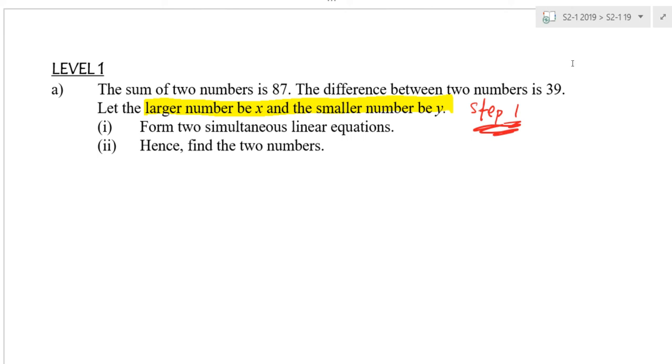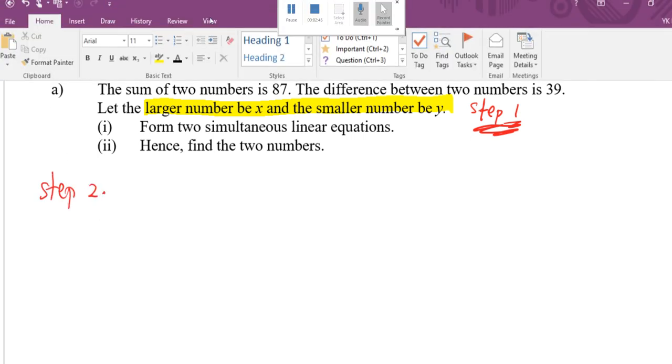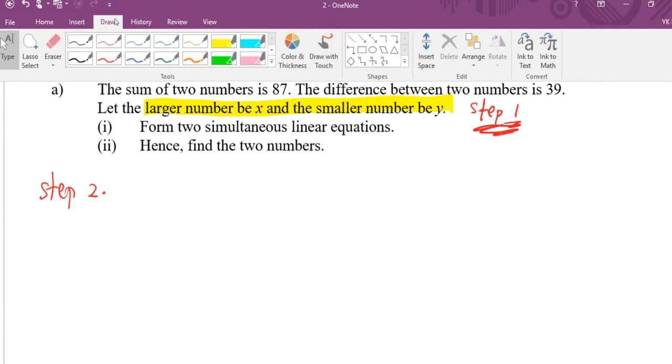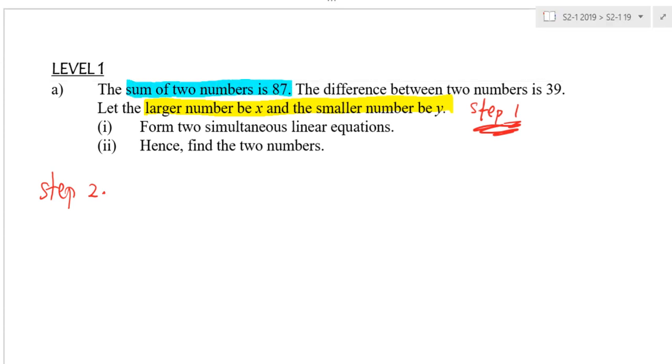Okay, now let's continue. So the second step is to actually form equation. Am I correct? Form equation. Now, how do I form equation? So step 2. Now step 2 is to form equation, and I'm going to use some of the sentences here to help me. Let's try. If two numbers are X and Y, how do I write the two equations? Can you try and write the first equation? You write in 5 seconds.